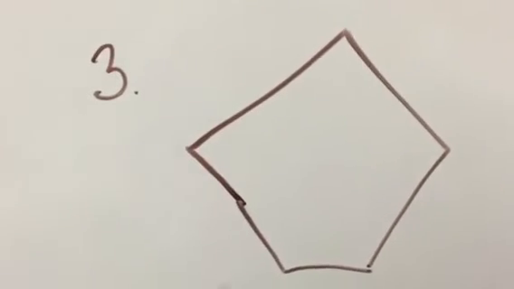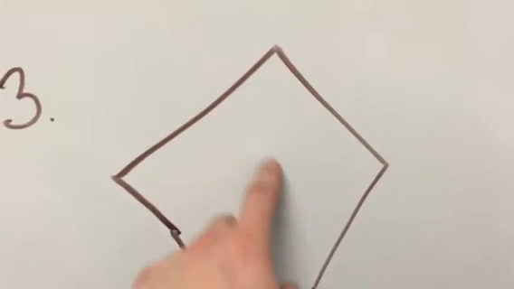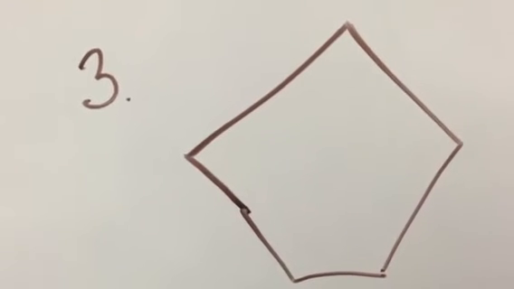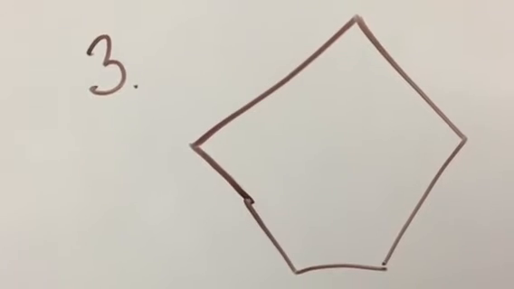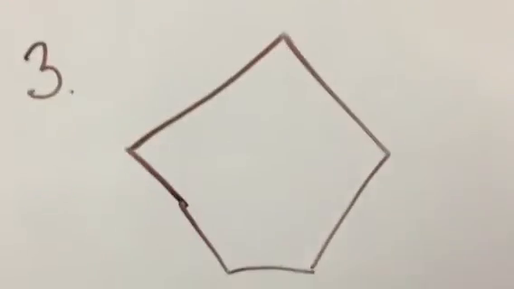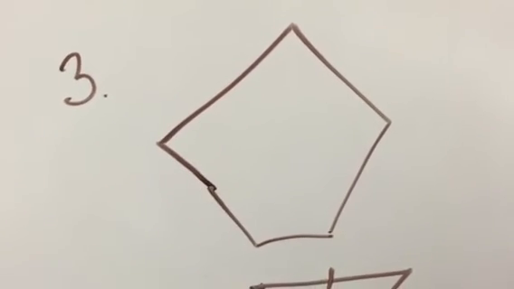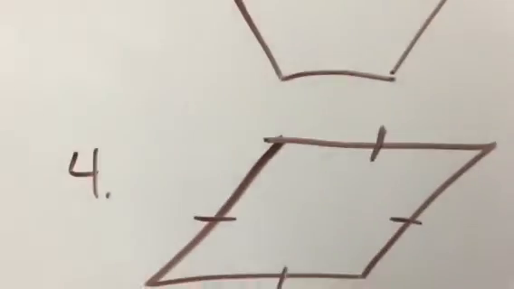All right, let's look at number three. Okay, number three has these two lines look like they're parallel. These two lines kind of look like they're parallel. So it has two sets of parallel lines. Does that mean that it's a parallelogram, or a rectangle, or a rhombus? It's not a quadrilateral. This was a trick question. I hope you caught it. But if you notice, there's 1, 2, 3, 4, 5 sides. So that is a, right, it's a pentagon.